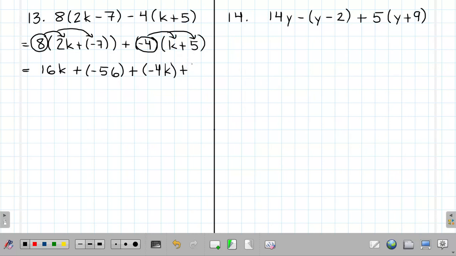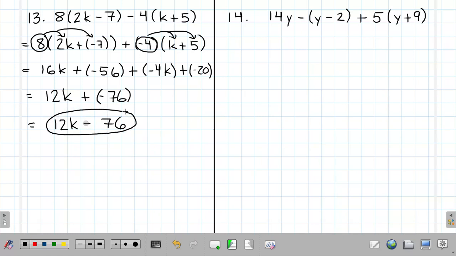Plus negative 4 times 5 is negative 20. And then we just add all our terms together here. So 16k plus negative 4k is going to give us 12k, plus negative 56 plus negative 20 is negative 76. And then we have that same kind of thing, and you see it happen over and over again, so it's the same thing here. We've got adding a negative, so it's going to be 12k minus 76. That's the final simplified answer there.